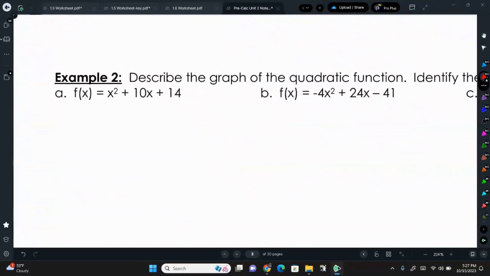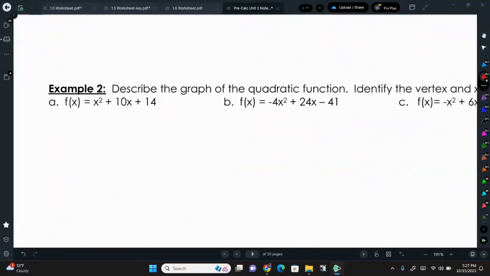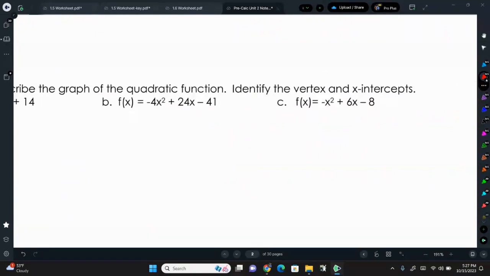Example number 2, we're still going to describe the graph of the quadratic function, and this one we're just going to do whether it opens up or opens downward. We're not going to do RST. I wanted to do that for the previous ones just to kind of transition us. We're going to identify the vertex like we did previously, and we're also going to identify x-intercepts. So remember, intercepts are points. So don't just say x equals 5. I would need to see 5, 0.